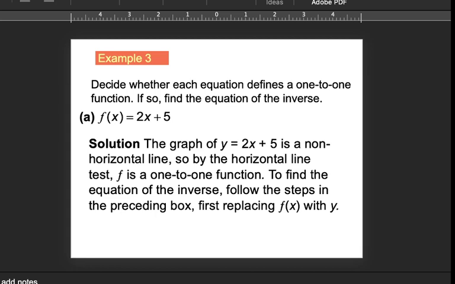So in doing that, we must subtract 5 from both sides. So again, I'm moving the screen down. And we're left with this: x minus 5 equals 2y. And to get y alone, we would just divide both sides by 2. So I'll show that here.